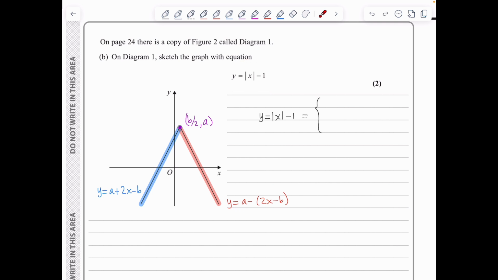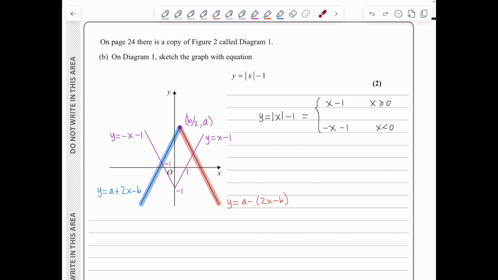Well, the modulus sign here will do nothing if x is greater than or equal to 0, so it will behave like x minus 1 for positive x, whereas if x is negative, it will actually flip the sign, so it will give me minus x minus 1 for x being less than 0. So we are essentially looking at the union of two straight line segments, cutting the y-axis at minus 1 and the x-axis at 1 and negative 1.